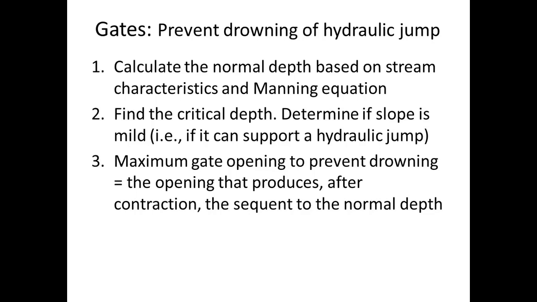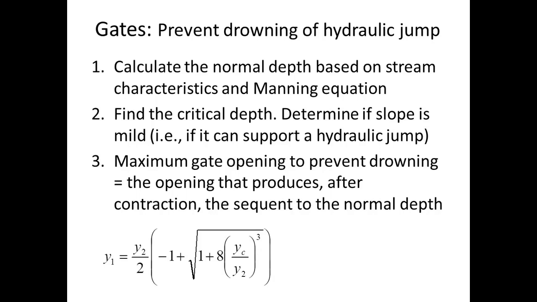The next part is finding the maximum gate opening. That's going to be the opening that is equal to the sequent of the normal depth. And if it's open any wider than that, then the hydraulic jump is going to approach the gate and the jump will drown the gate. If it's open smaller than that, then it'll run away from the gate. And so this maximum gate opening that prevents drowning is what we previously referred to as the ideal hydraulic jump, where the hydraulic jump capacity curve is right on top of the tailwater capacity curve.